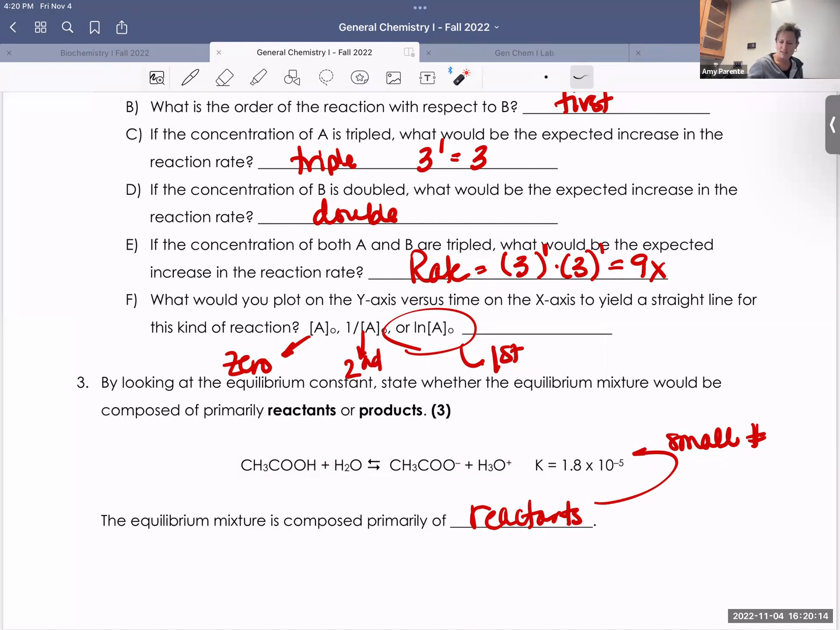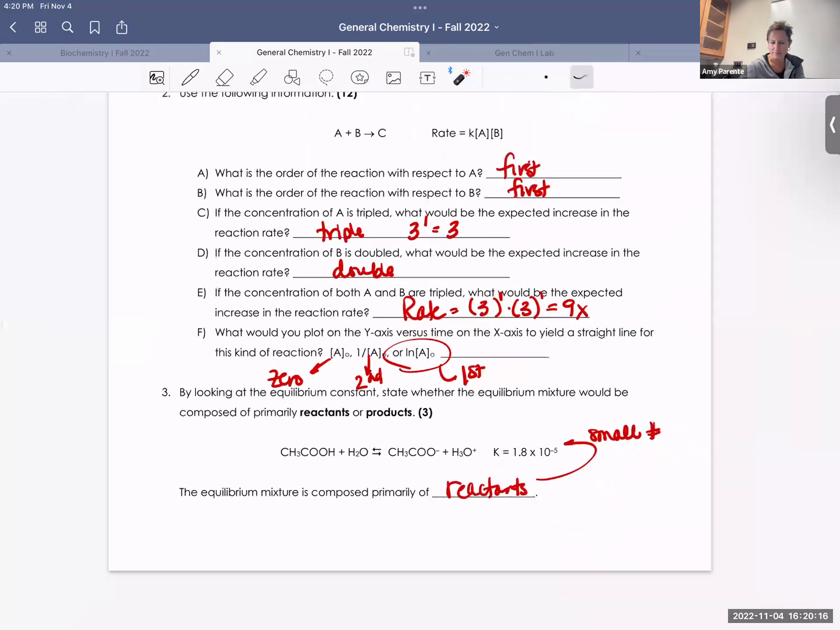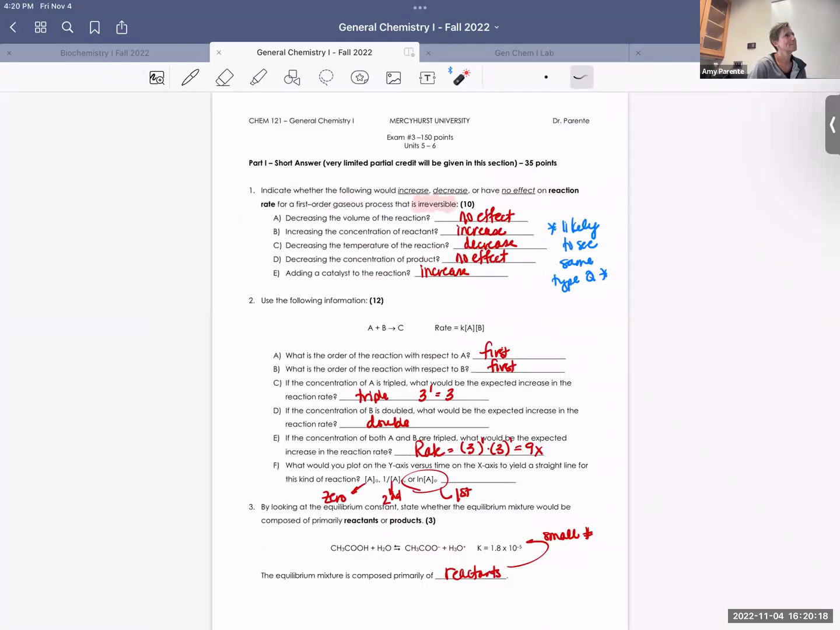Any questions on this first page? Other than number one. Yep. Yeah, as I was going through this, I was like, nope, we're not going to see a question like that. There are aspects of this that we sort of talked about, but we didn't talk about effects of volume, temperature, things like that. We didn't even talk about catalysts. So not likely to see something like that.